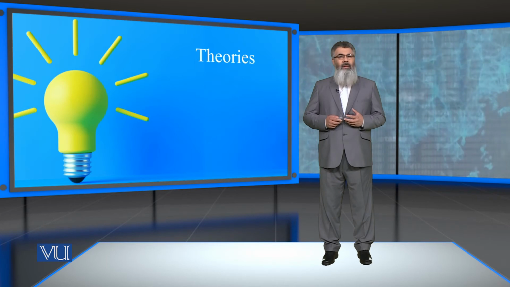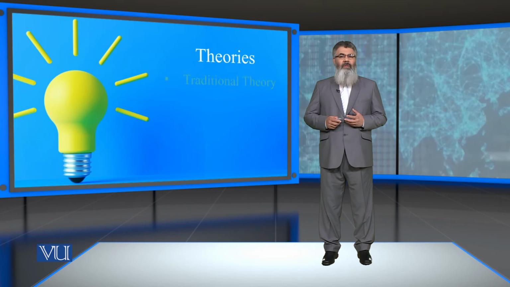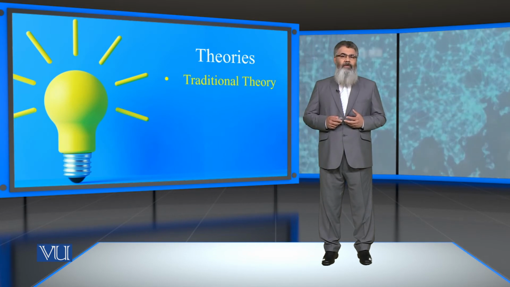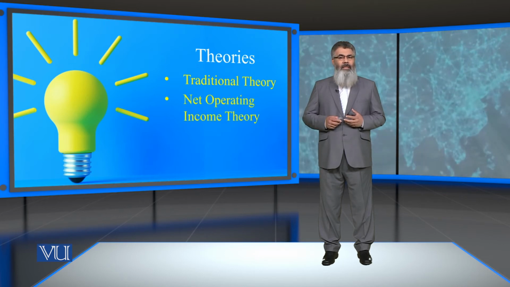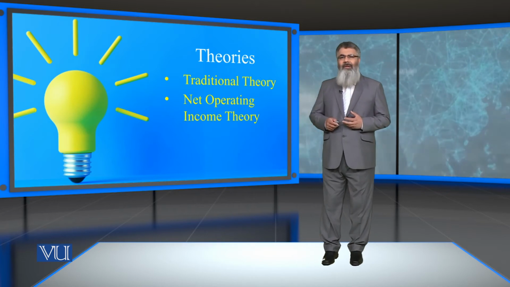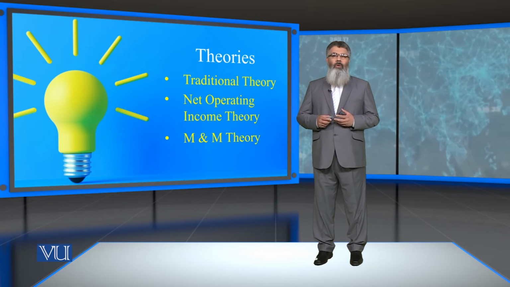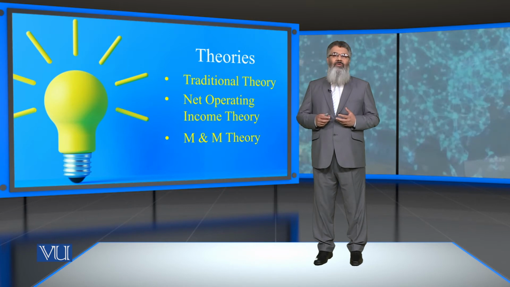Now, let's see what the theories related to the capital structure are. Mainly, there are three theories in the capital structure discussion. The first one is called the traditional theory. The second one is the net operating income theory. And finally, the third one is what we call the Miller and Modigliani's argument on capital structure.